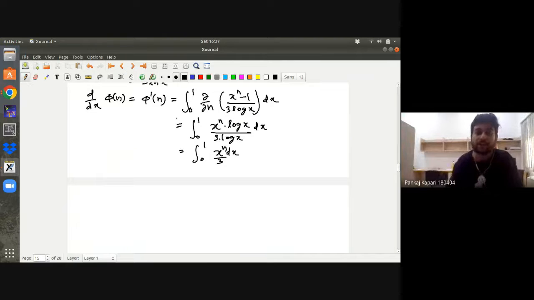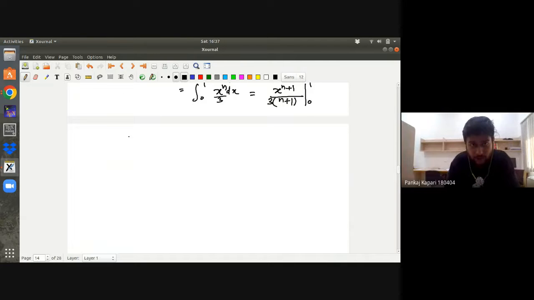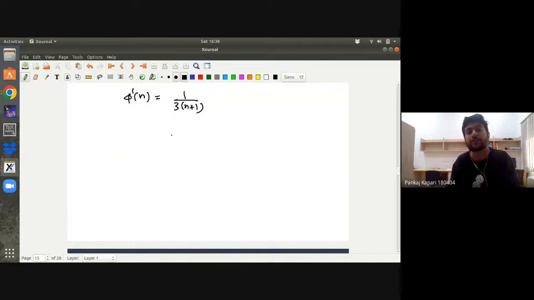Okay, now we can integrate it easily. What is the integration of x to the power n? It's x to the power n plus 1 divided by n plus 1, and the 3 we always have here, and we have to take the limit from 0 to 1. Therefore, phi prime of n is equal to 1 over 3 times n plus 1. This is our derivative of phi with respect to n.